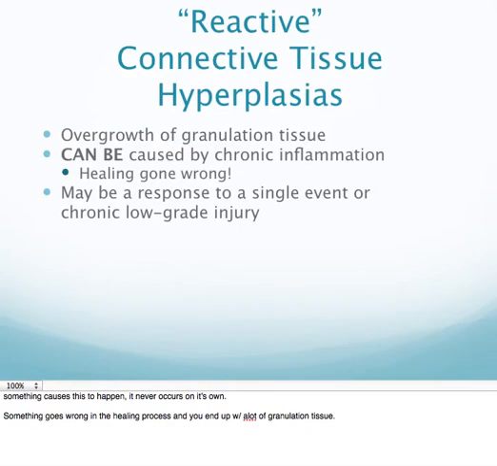A little in depth about the group of lesions. They're from an overgrowth of granulation tissue, can be caused by chronic inflammation, which is healing that just goes wrong, and it also may be a response to a single event or chronic low-grade injury. So basically something happens and causes a lesion, and the lesion tries to repair itself, and it goes crazy.